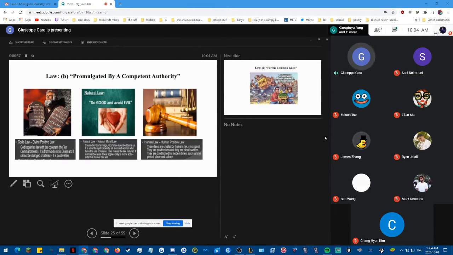We already saw this before. Again, there's three types of law. God's law, Ten Commandments. Natural law, do good and avoid evil. And human positive law, criminal and civil law. They all have to follow the same concept that Aquinas mentions in this article I gave you. And that is, it has to be reasonable. These people have to be in a proper place of authority, and it has to be for the good of everyone, the common good.